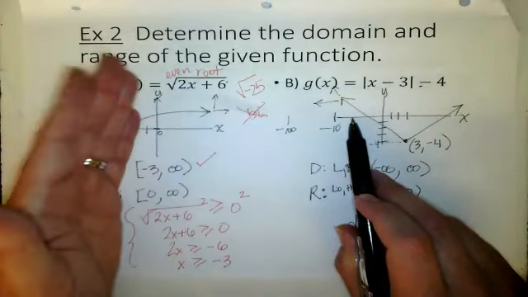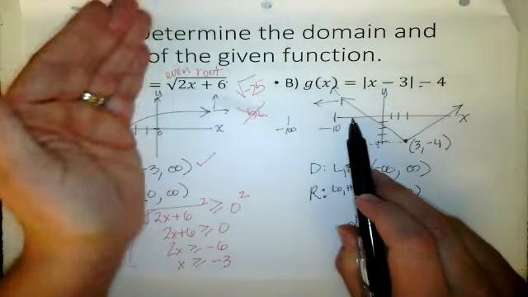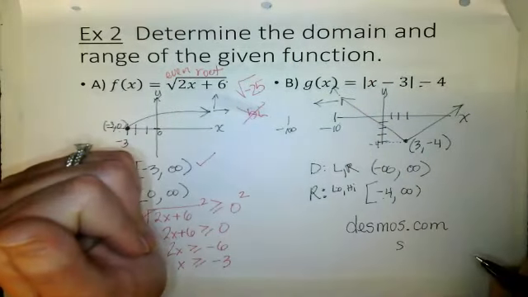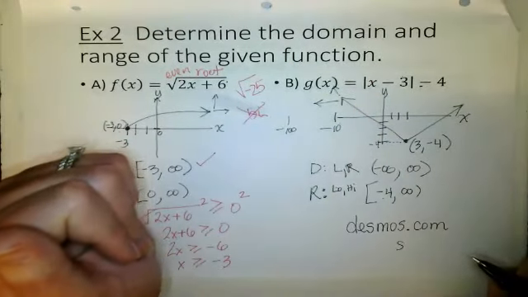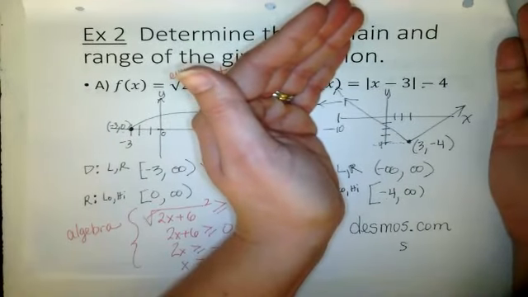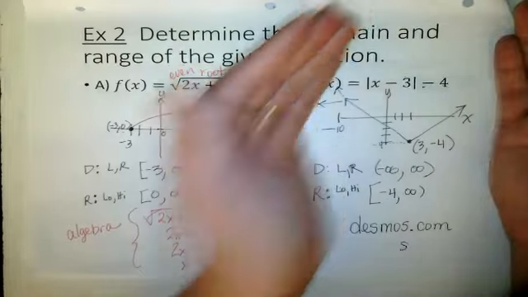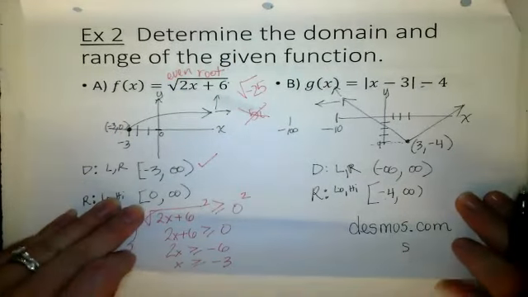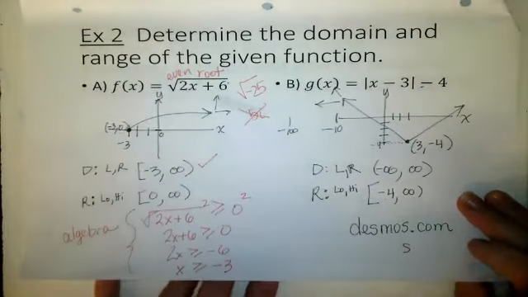Negative infinity, because it's moving out forever. Does that make sense? So the left is always little. Yes. Brackets. Yes.